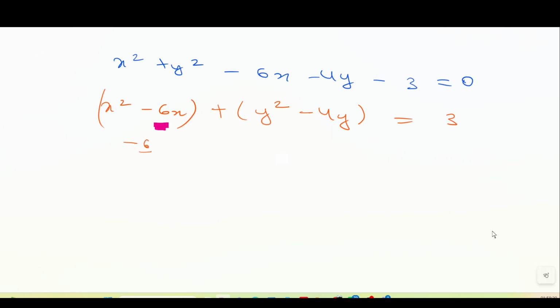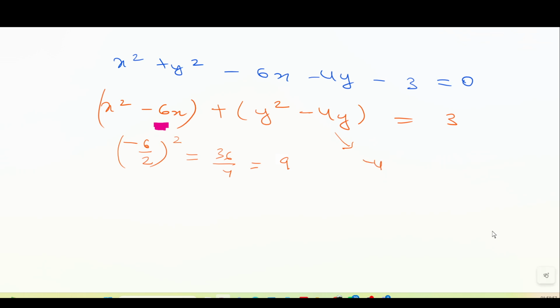Yes, so divided by 2 and then we have to do the whole square, okay? So if we do this, 36 over 4, which is 9, right? And what is the coefficient of y? The coefficient of y is 4, negative 4.